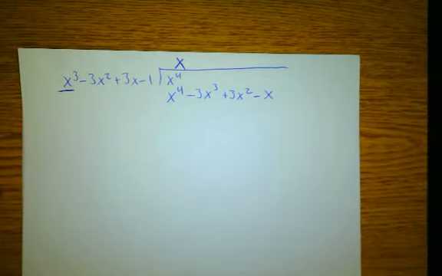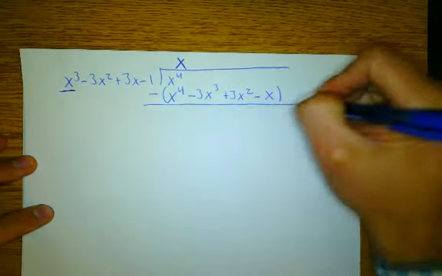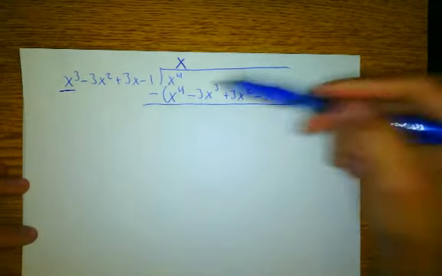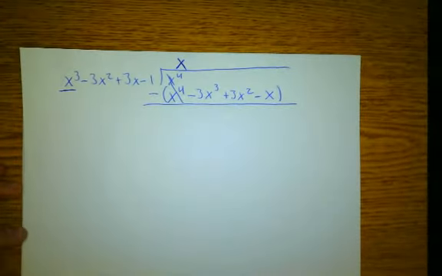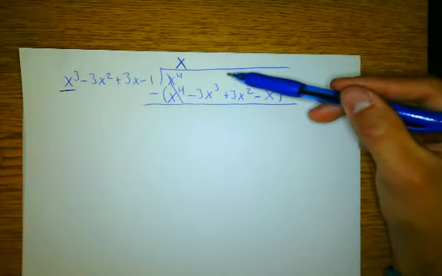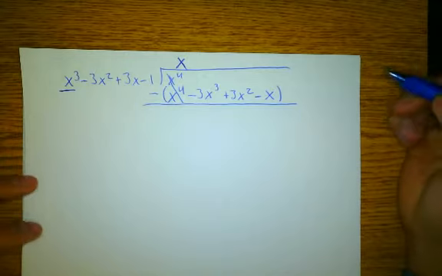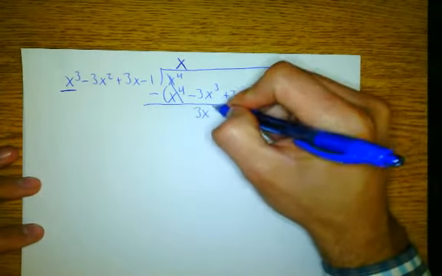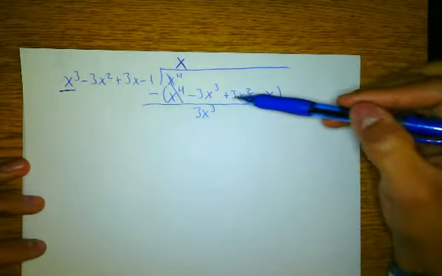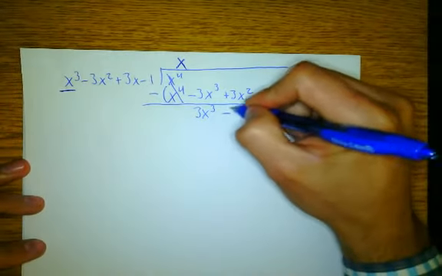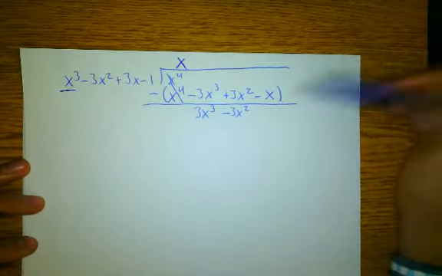X to the fourth minus x to the fourth goes away. How many x cubes did I have? 0. 0 minus negative 3x cubed is positive 3x cubed. How many x squares? 0. 0 minus 3x squared is negative 3x squared. 0x minus negative x is positive x. And technically, if you want to drop a 0, you're welcome to drop a 0.